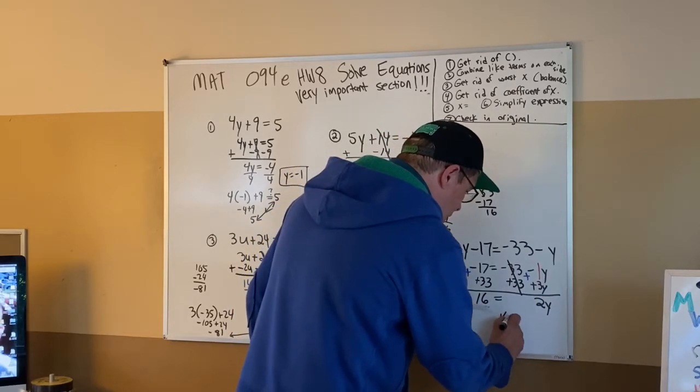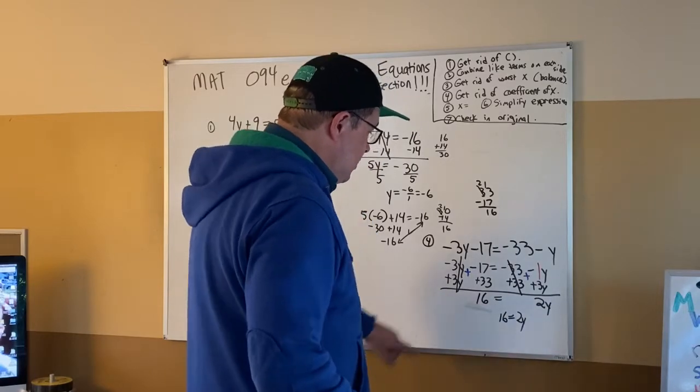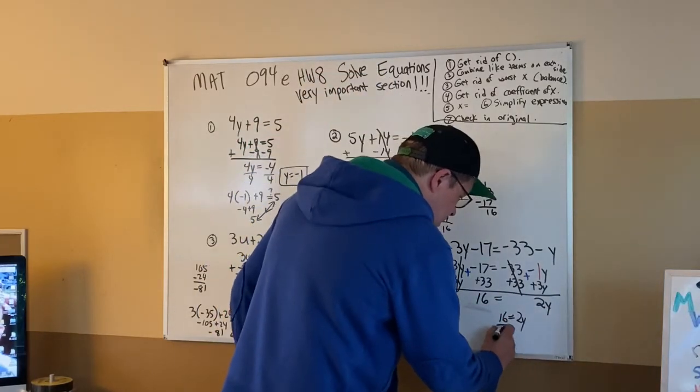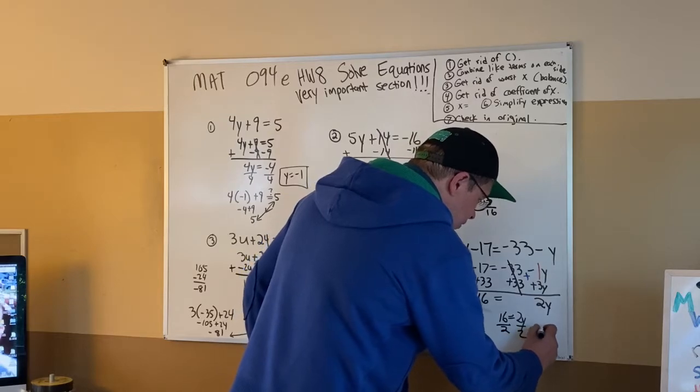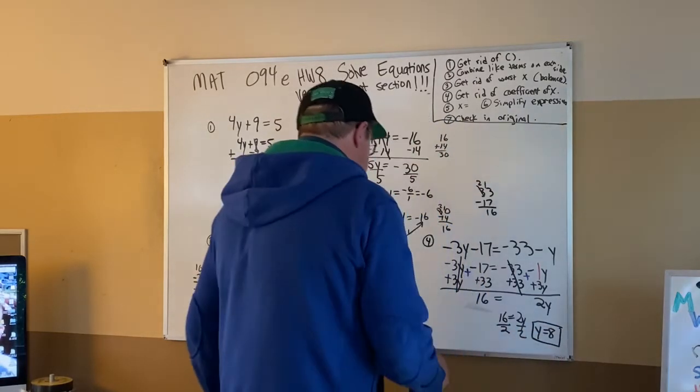I have no problem with the 2y being on the right-hand side, nor should you. If you do right now, it's something to work on getting past. Divide by 2, divide by 2, and all of a sudden y equals 8. I think that y equals 8 is my answer.